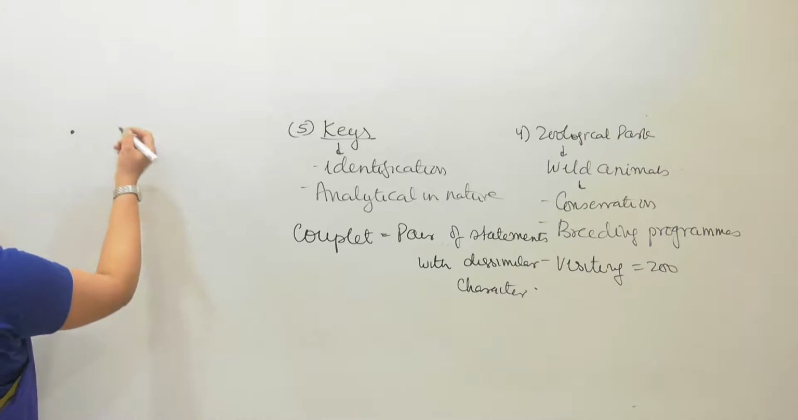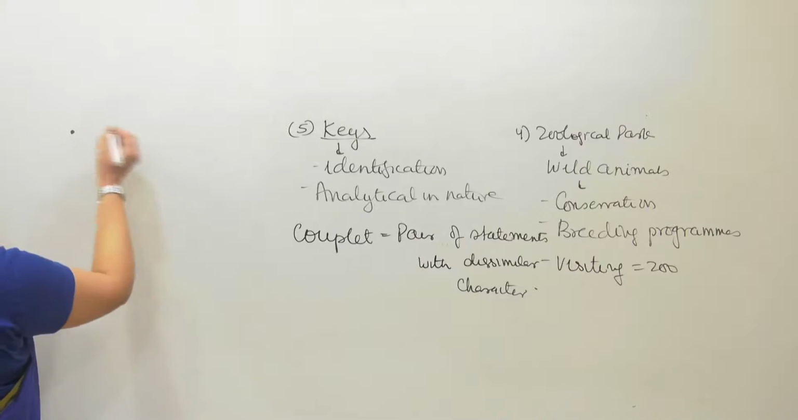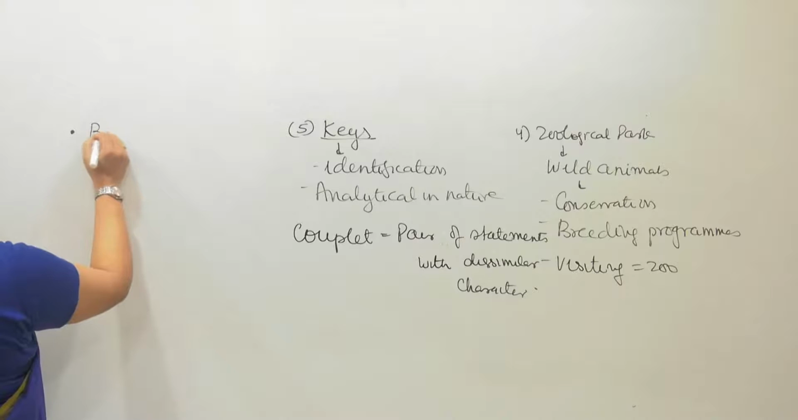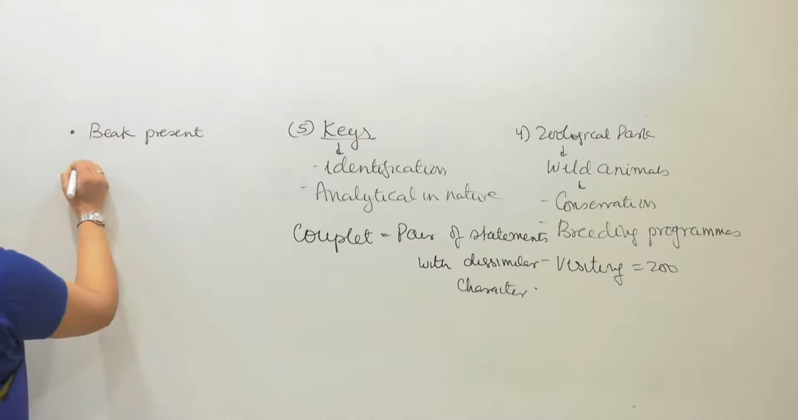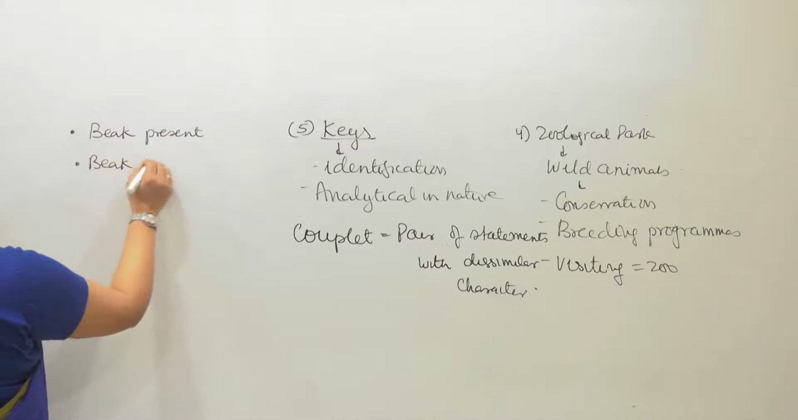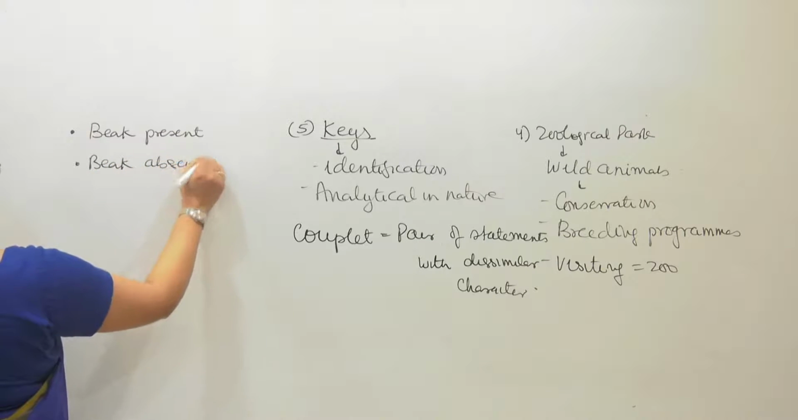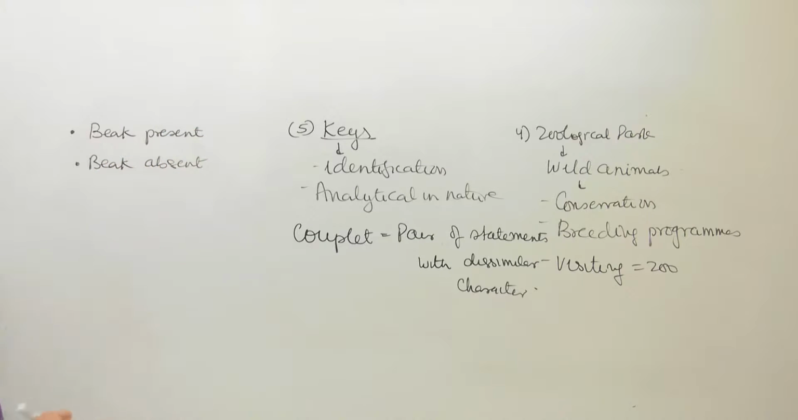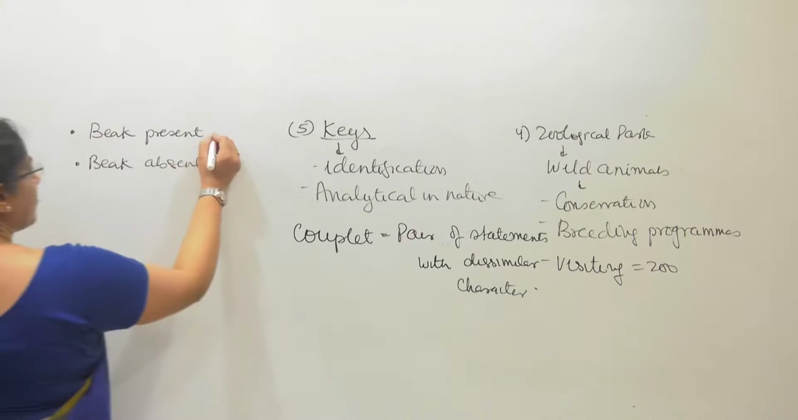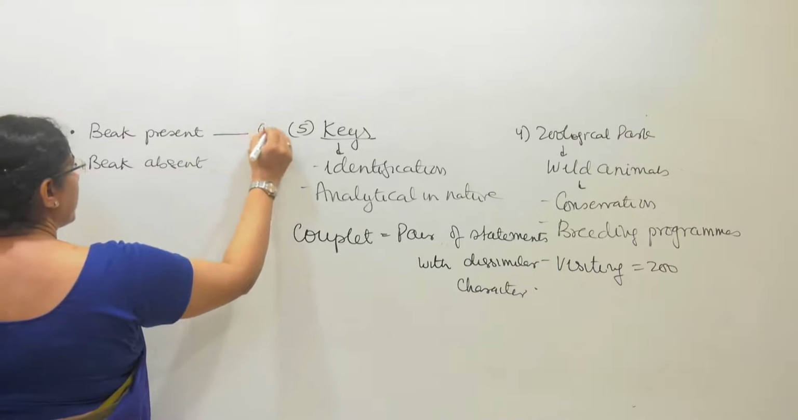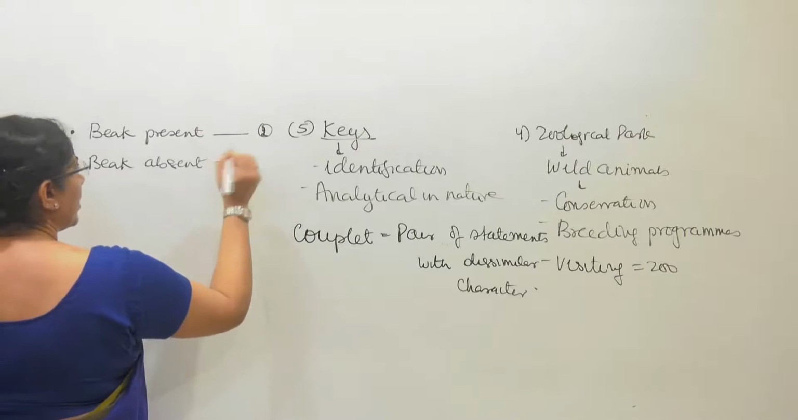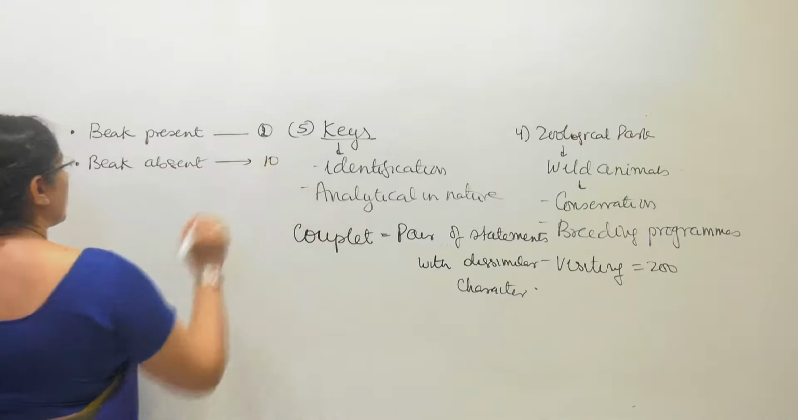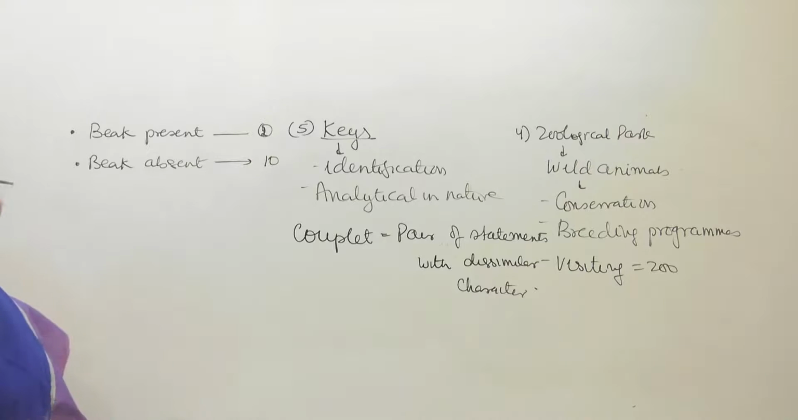Let us say I am looking for a bird or something. If I am looking at that, I may say beak present, beak absent. So this pair is a couplet. Then I will say if beak is present, go to statement 1, go to statement 2, couplet 2. If beak is absent, go to couplet 10. It is like a treasure hunt.